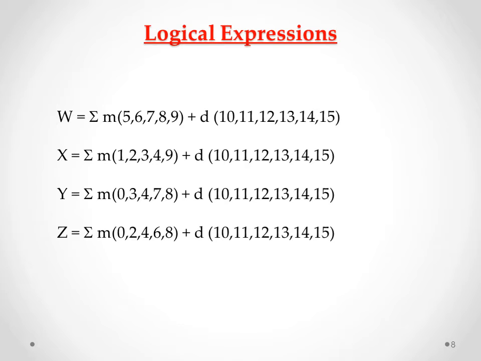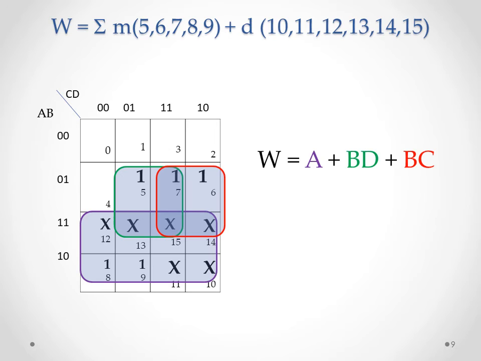Now from the truth table we get the SOP terms, the sum of minterms, for all the 4 outputs W, X, Y and Z. This is the sum of products expression for logical output W, and here we have don't care terms as well as the minterms, and we place the minterms and don't care terms in the 4 variable K-map.